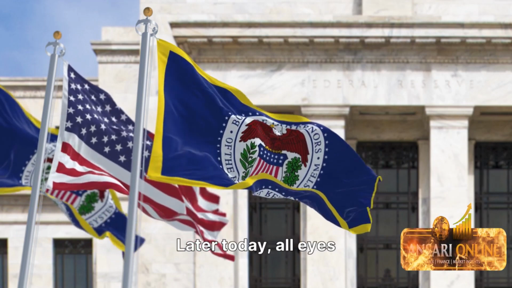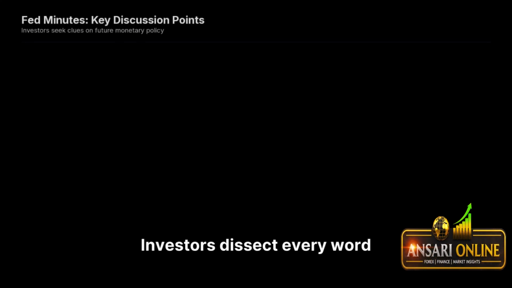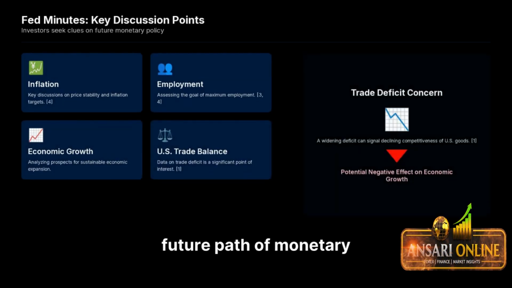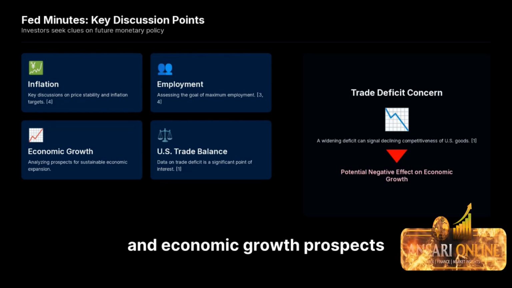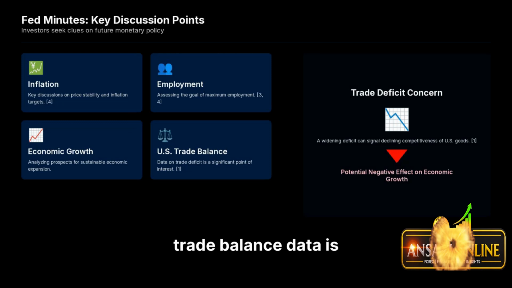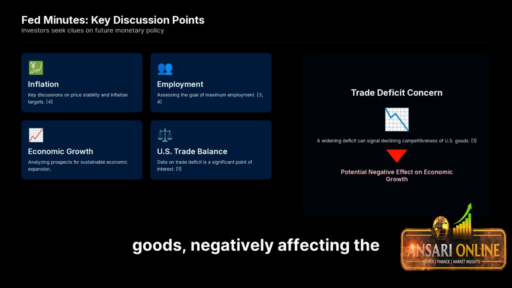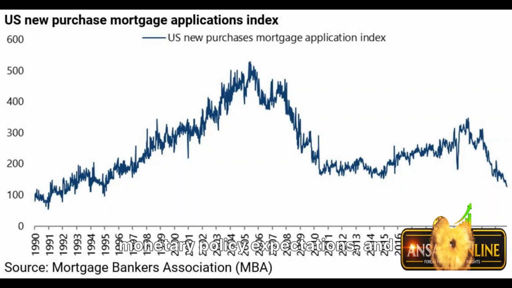Later today, all eyes are on the release of the minutes from the latest Federal Reserve meeting. Investors dissect every word of the Fed minutes, seeking clues about the future path of monetary policy. Discussions on inflation, employment, and economic growth prospects will be key. U.S. trade balance data is also important. A widening trade deficit can signal declining competitiveness of U.S. goods, negatively affecting the country's economic growth. John Williams' speech could provide more clarity on monetary policy expectations, and his dovish stance makes his remarks crucial for investors.